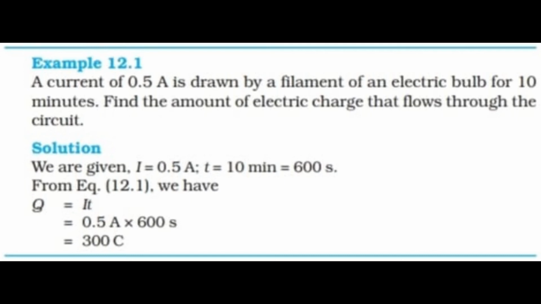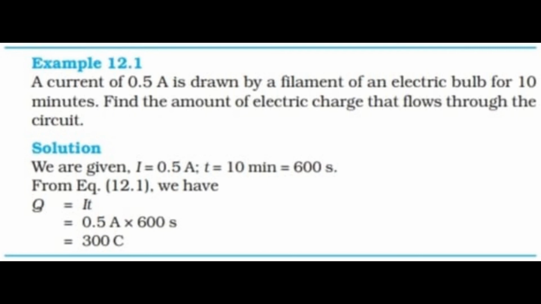A current of 0.5 ampere is drawn by a filament of an electric bulb for 10 minutes. Find the amount of electric charge that flows through the circuit.